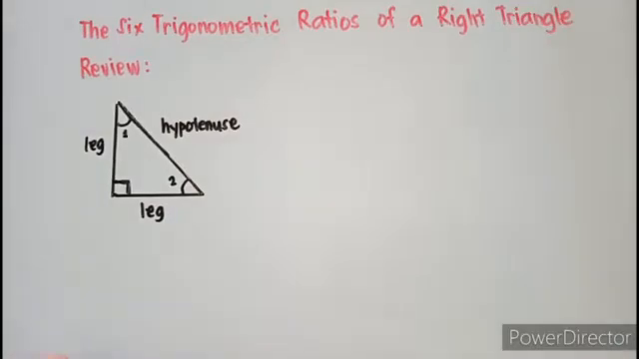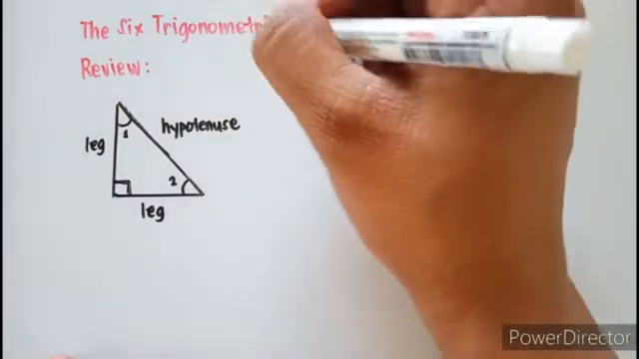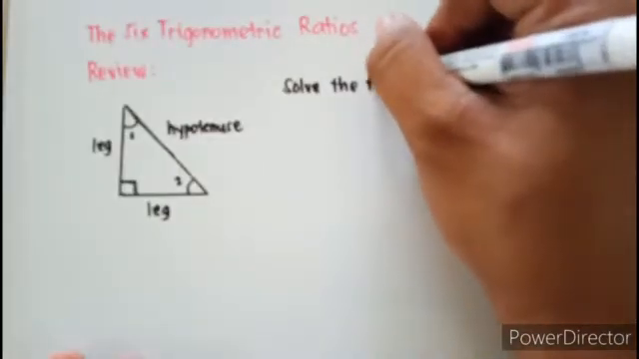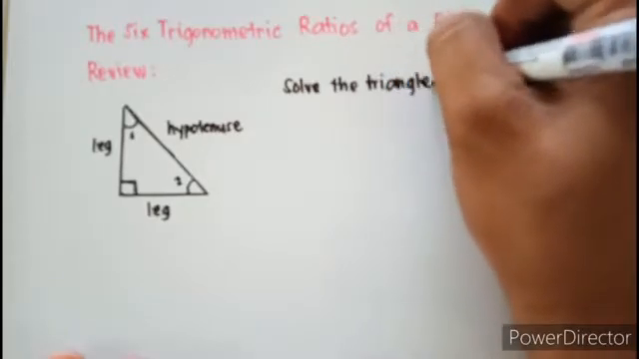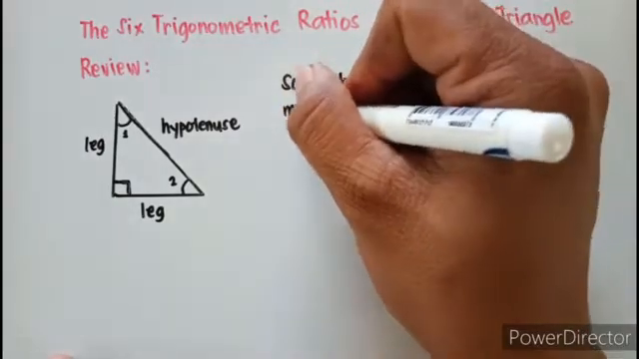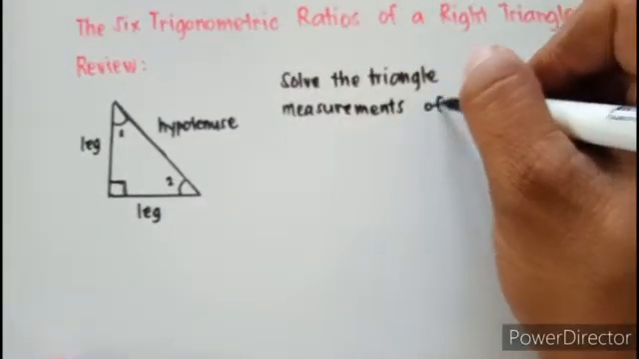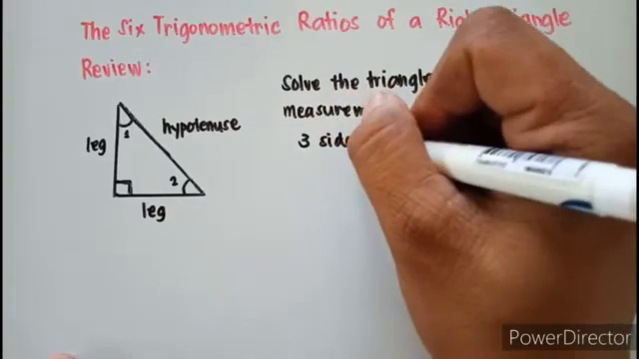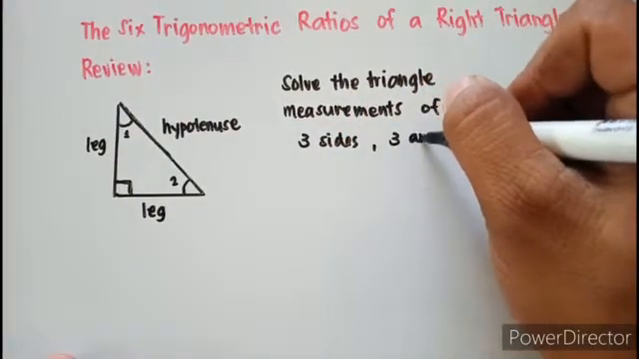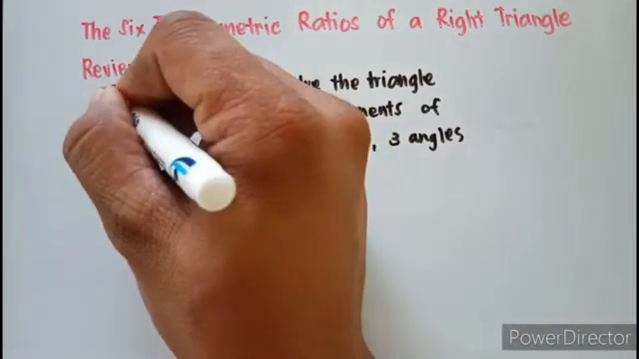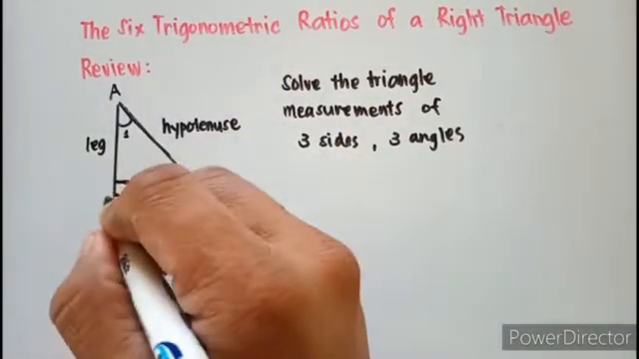Now, we have here the parts of our right triangle. When we say solve the triangle, we are going to give the measurements of the three sides and the three angles. So when we say solve the right triangle, we give the measurement of the three sides and the three angles. Let's name this A, B, and C.